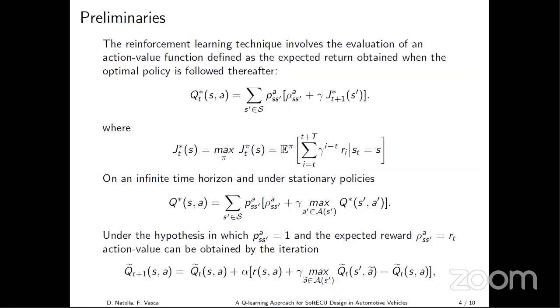Hence the quality function Q star, also called the action value function, is defined as the expected return obtained when the optimal policy is followed thereafter. Other things to be noticed: P of S, S prime, A is the probability of transition from the state S to S prime given the action A, and R is the expected value of the reward R t starting from the state S, applying action A and going to the state S t plus one.